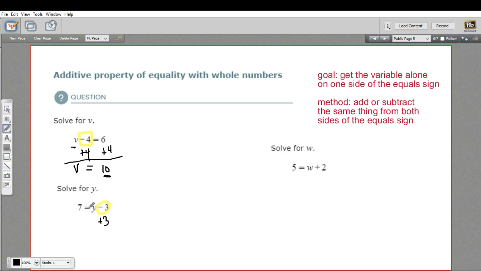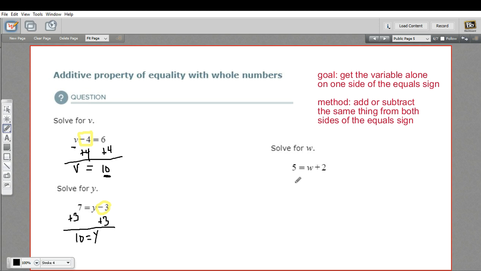But to keep the equation balanced, I have to do that to the other side of the equal sign as well. So on this side, 7 plus 3, that's 10. On this side, y minus 3 plus 3, well, that's y plus 0, or just y. And lo and behold, we've solved it again. y equals 10.